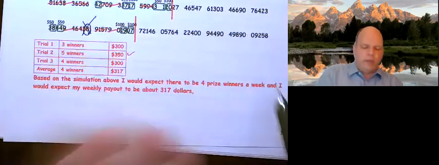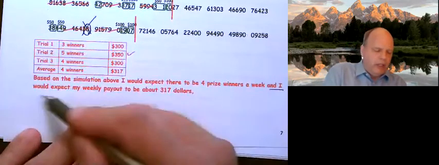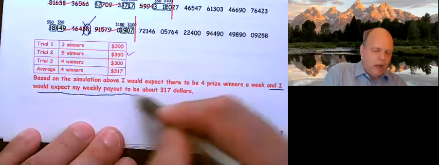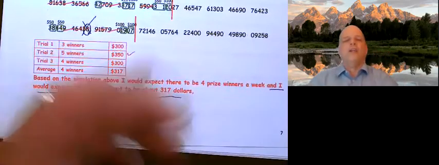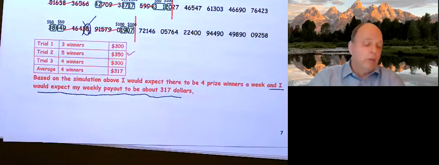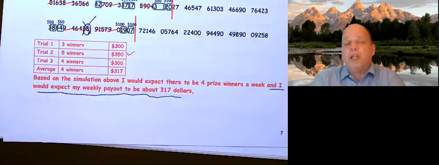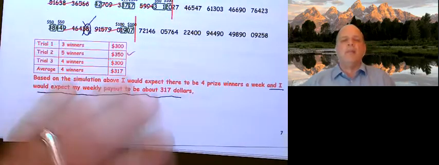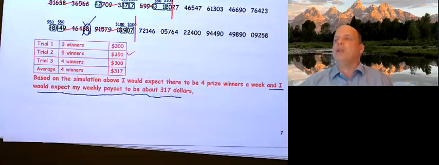Now, they didn't ask this second part, so I didn't need to include it. But they could have asked, how much would you expect to have to pay out each week? Well, based on our simulation, I would expect to have to pay an average of $317 a week, right? So that's our first example simulation, and we'll do another one in the next video.